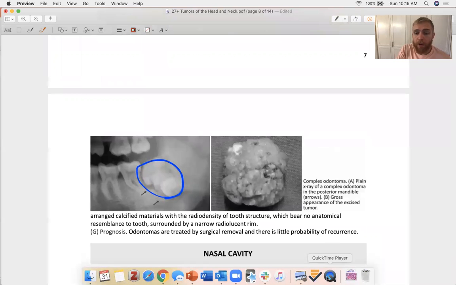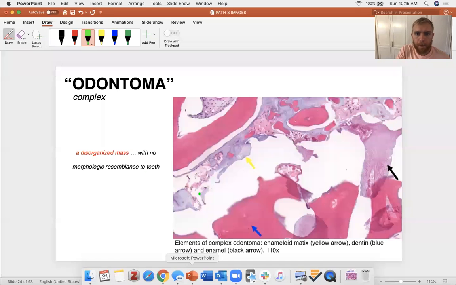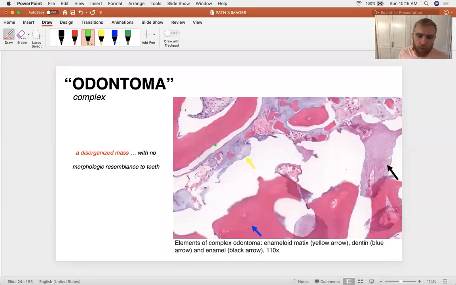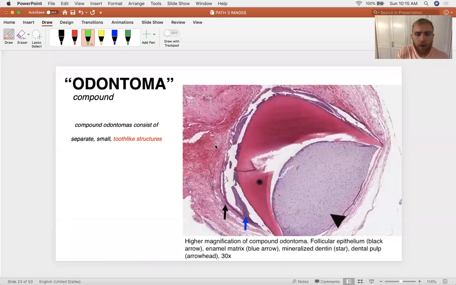Again, they grow where your teeth ought to be. And looking at a nice, colorful histological section, the complex odontoma, well, start with the compound one. Compounds look like teeth. Again, they're tiny teeth. They're just hamartomas.